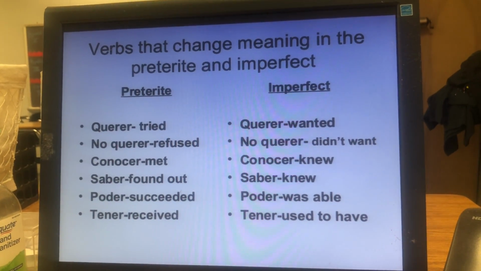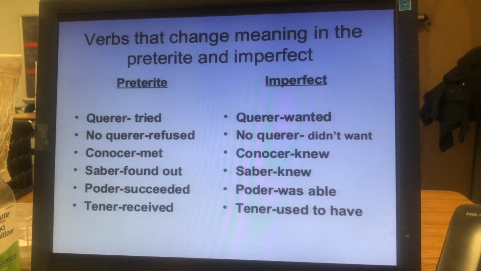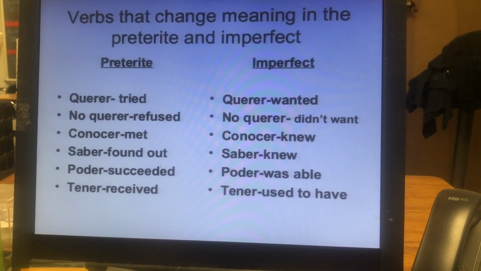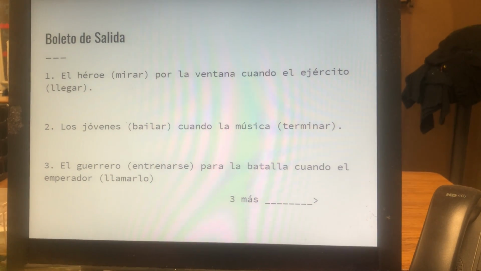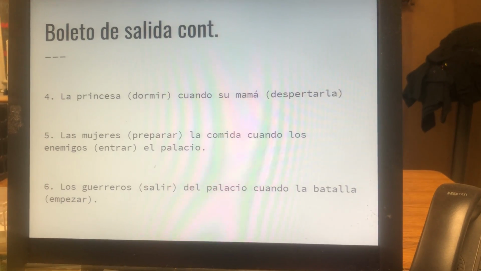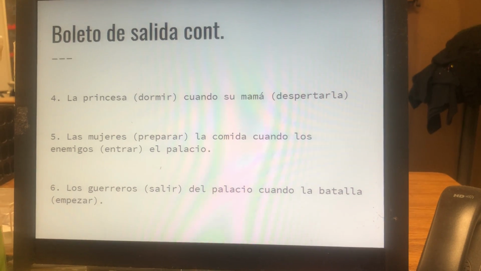So this is just an image saying the same thing. It's colorful so that when you look at it, maybe it looks more clear to you. And this is your exit ticket. There's 2 pages of it. That is going to be your first assignment, the exit ticket.